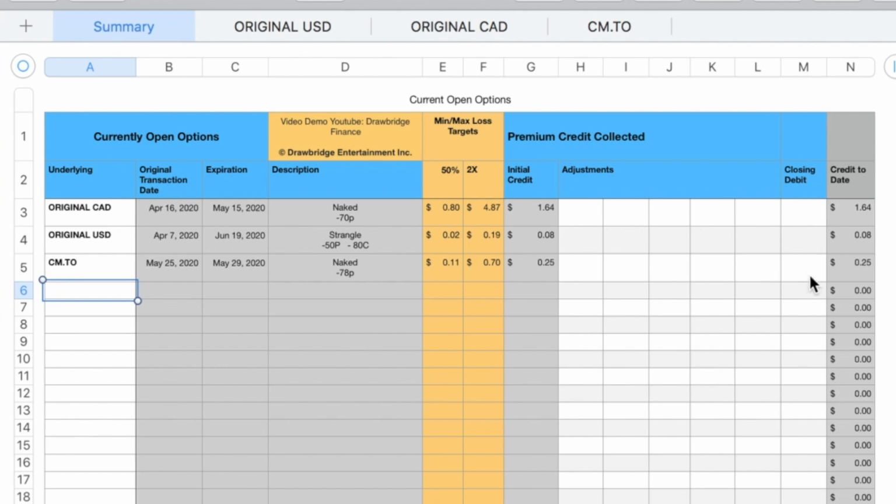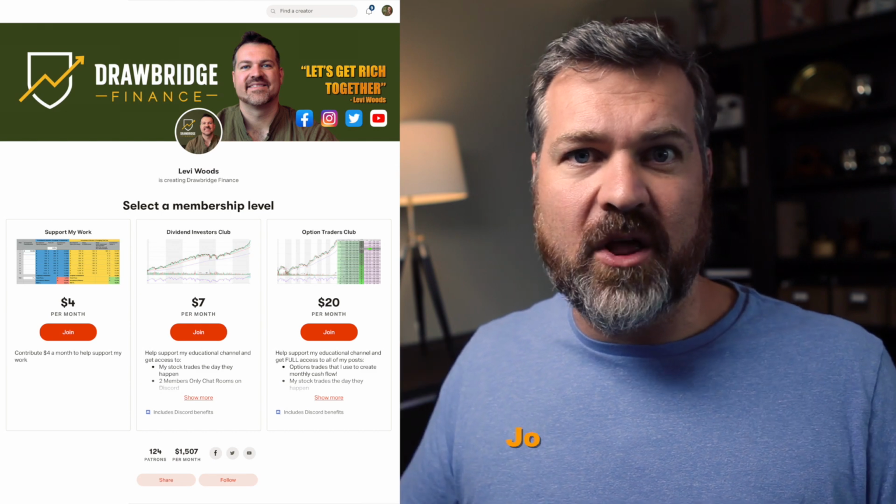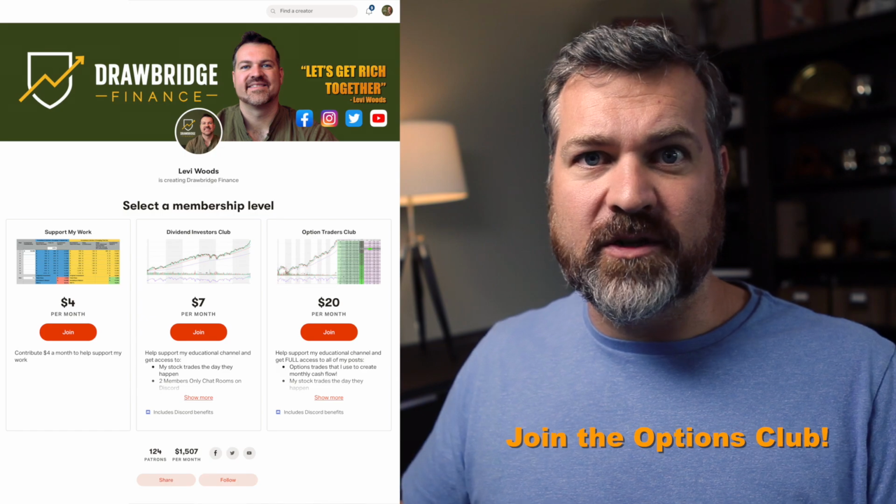Now I have a closing debit here. Say we're going to close this in a couple days. Maybe the stock goes way up in the next couple days and we get out of this for -6 cents. We just type in -6 and it would tell us what our credit was to date. I like to sort mine by expiration date, but I expect that there's going to be a lot of customization, so that's why I keep them kind of simple and basic and allow you guys to expand on it.